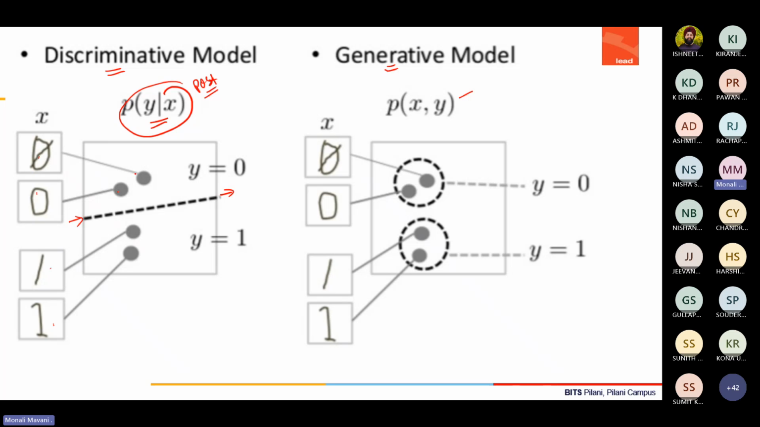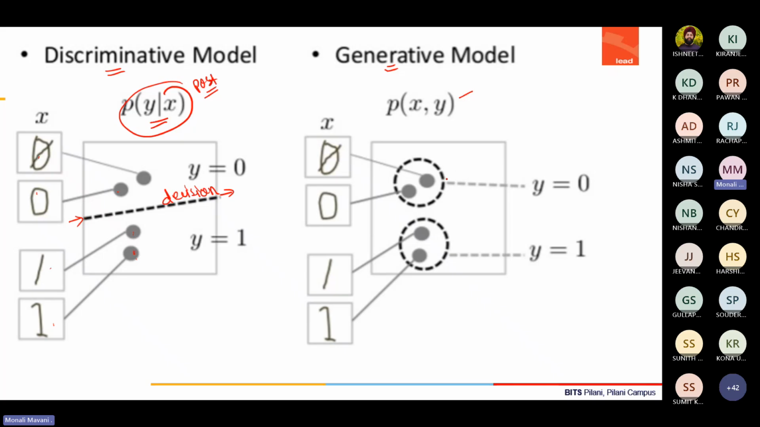Above this decision boundary, there are zeros, class 0, and below the decision boundary, there will be class 1. So this is a decision boundary which will be learned based on the training examples. Here we have just four training examples. So based on these four training examples, this simple decision boundary is learned.